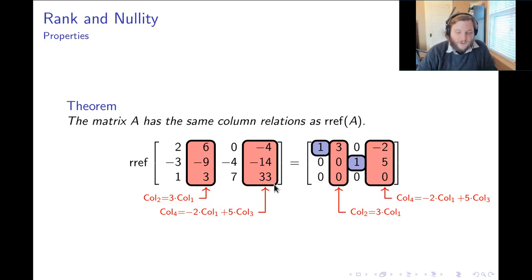-4, -14, 33 as a vector is -2 times the first column, 2, -3, 1, plus 5 times the third column, 0, -4, 7. So the idea is that it's easy to look up the column relations of the reduced form because of all the conveniently placed zeros. And then if we know those relations, we know the relations between the columns of the original matrix, which is originally a difficult problem.